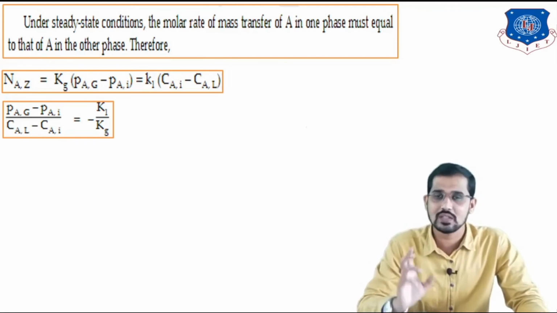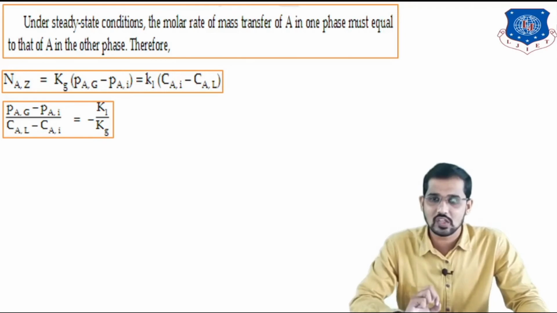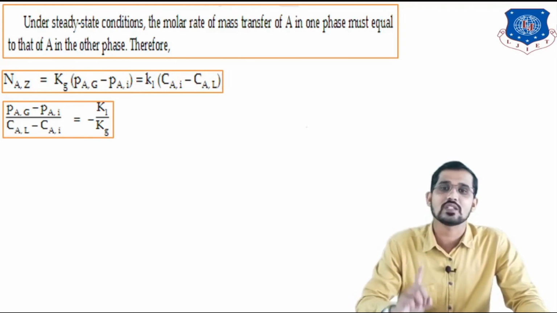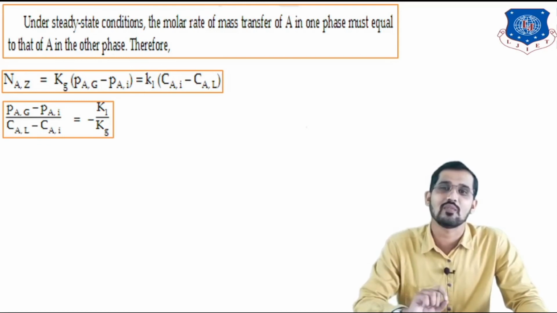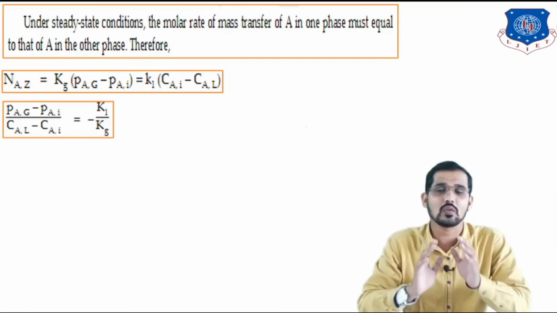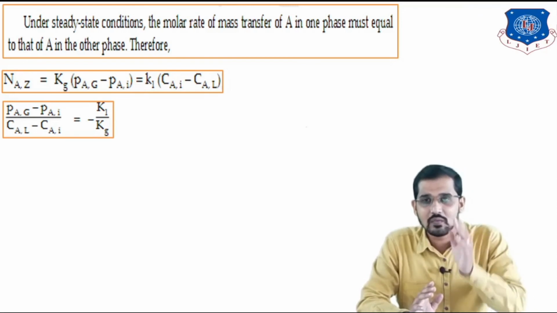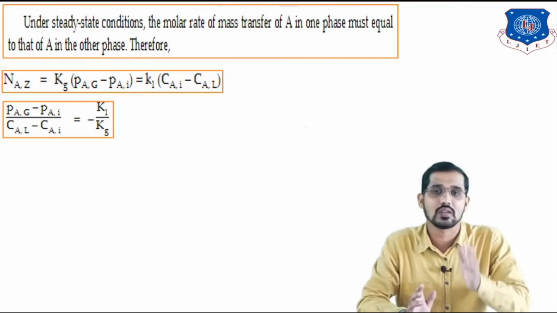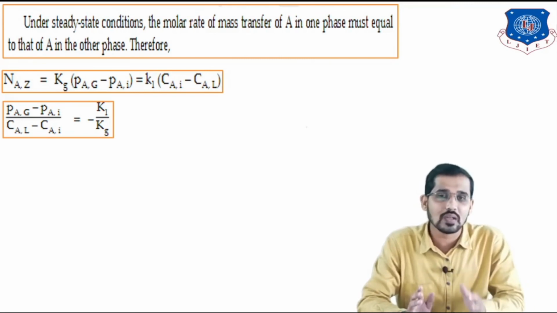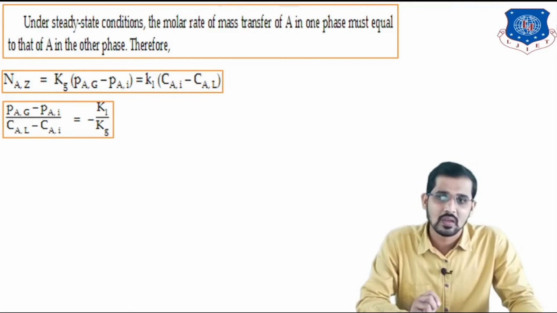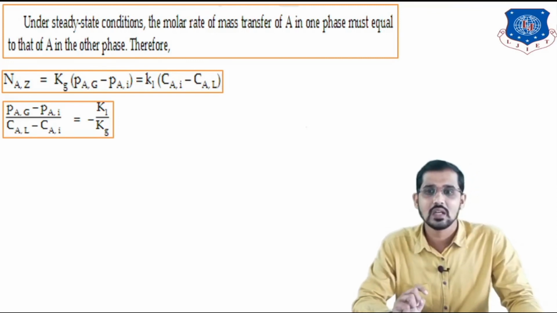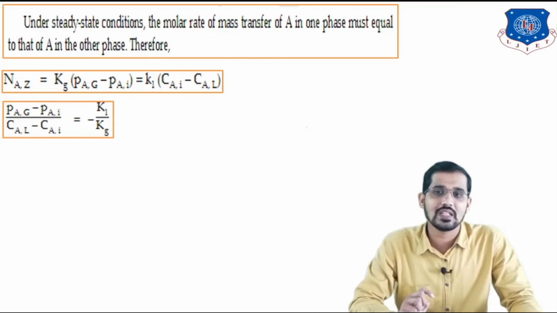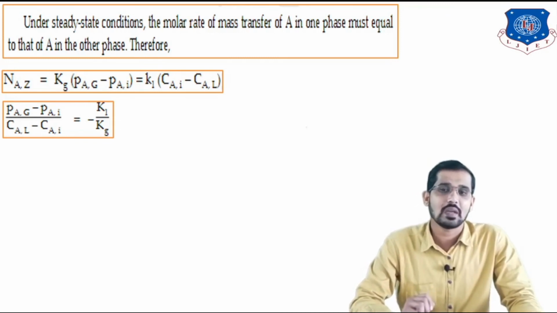So how do we write this? You can see on the screen. Under steady state conditions, the molar rate of mass transfer of component A in one phase must be equal to that of the component in the other phase. Meaning the molar flux of component A must be equal in the gaseous phase and the liquid phase. So the molar flux is NaZ for the gaseous phase, Kg times (Pag minus Pi). For the liquid phase I can write KL times (Cai minus Cal).